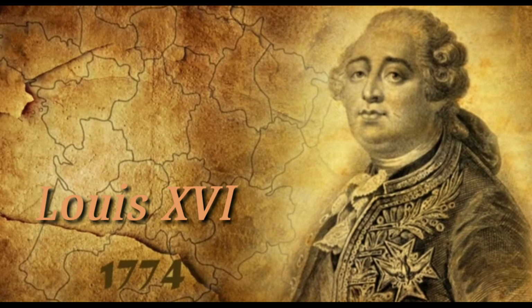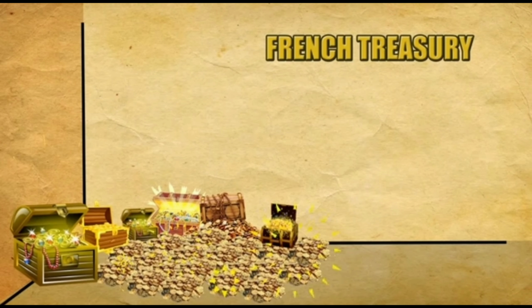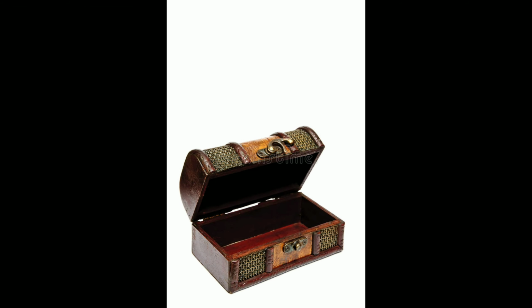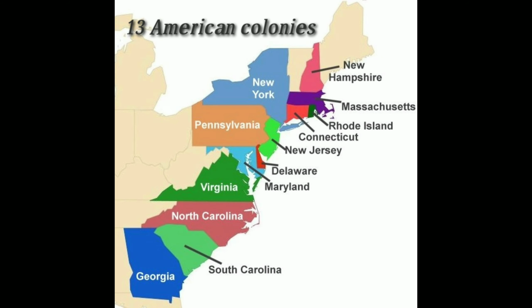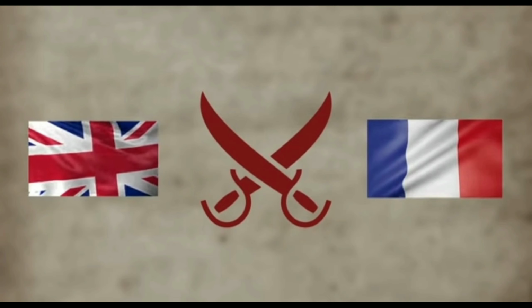Louis XVI came to power in 1774 at the age of 20. Long years of war had drained the financial resources of France, so the French treasury was empty. Louis XVI had helped the 13 American colonies gain independence from their common enemy, Britain.